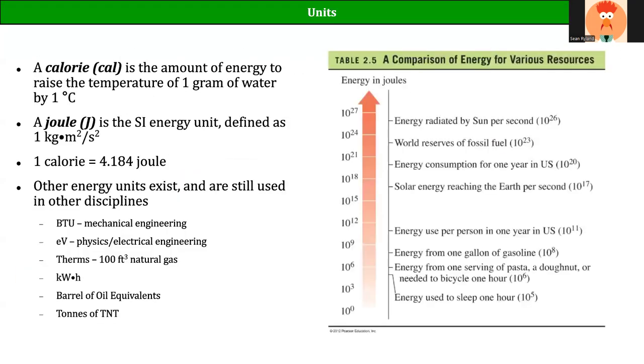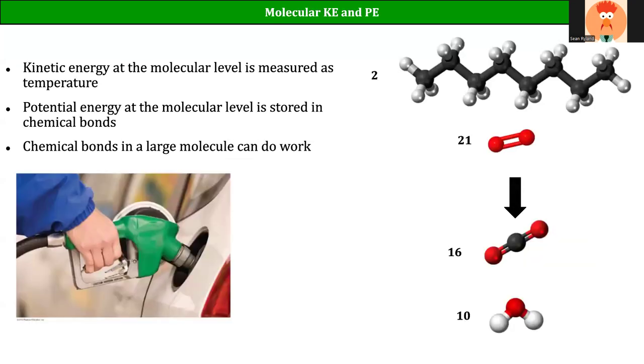All right, let's talk a little bit more about energy. So we mentioned energy before in terms of kinetic energy. We talked about temperature as a way to measure kinetic energy at the molecular level. And chemical bonds are the primary way that we have potential energy at the molecular level.